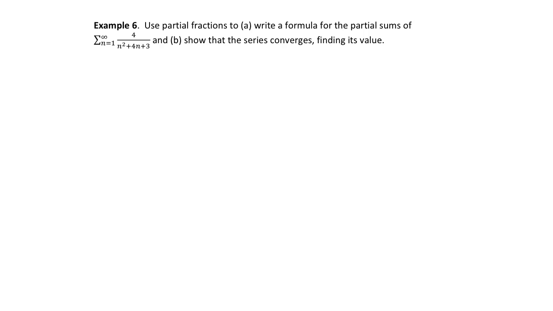Our first example, we're supposed to use partial fractions, something that we learned way back in integration techniques. And we're supposed to do that to write a formula for the partial sums of the series, where we go from n equals 1 to infinity, 4 over n squared plus 4n plus 3. Once we've done that, we'll show that the series converges and we'll find its value.